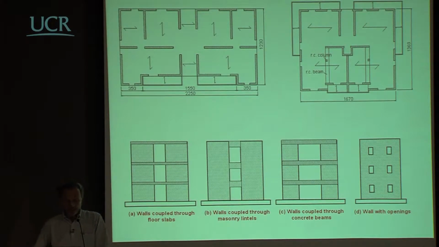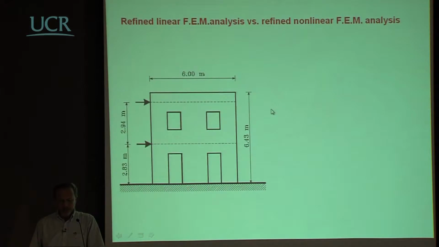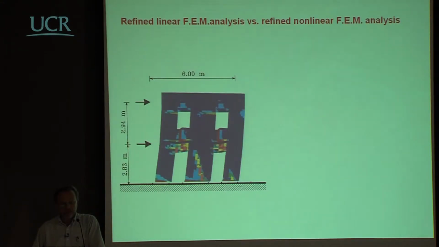So I will try to say a few words to discuss what would happen when you have some coupling due to the floors or to the masonry lintels, or when a wall is more complex, like in this case where you have smaller openings. Just to begin and to introduce the problem, even a very simple masonry wall is not simple. And you can obtain very different results if you analyze a simple wall using a linear or a nonlinear response.